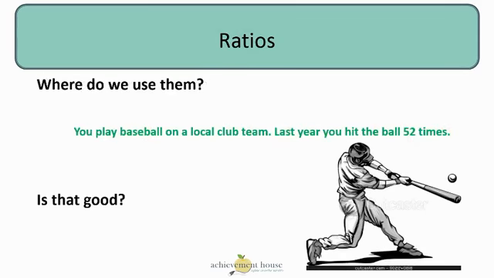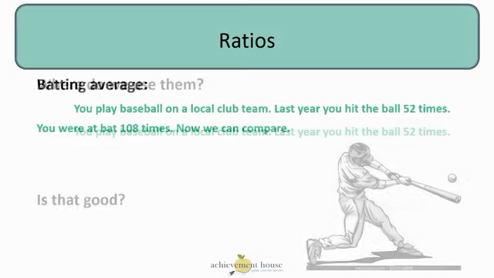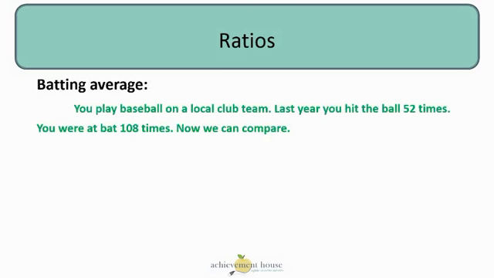So where else can we use ratios? Let's think about if you played baseball on a local club team and last year you hit the ball 52 times. Is that good? Well, it kind of depends on how many times you went up to bat. If you went up 60 times and got 52 hits, then that's really, really good. If you went up to bat 1,000 times and only got 52 hits, that's really, really bad. So the greater the ratio, so think about it's a fraction, so the higher the numerator, the better the ratio.